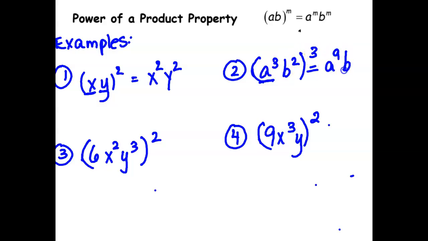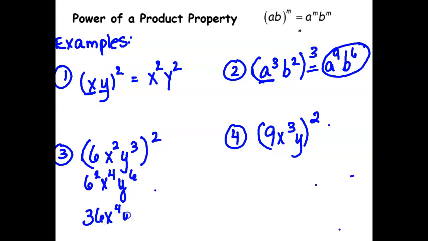And then b would be to the 6th. Okay, in the example for number 3, our first factor is 6, so we're actually going to square 6. X is going to be to the 4th power because 2 times 2 is 4, and y is to the 6th. Now we evaluate 6 squared, and we get 36, x to the 4th, y to the 6th. And that would be our answer.